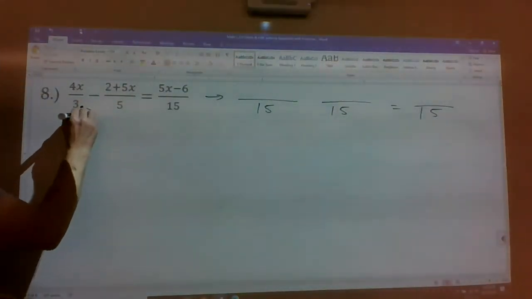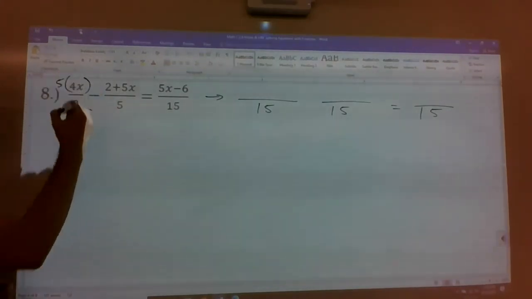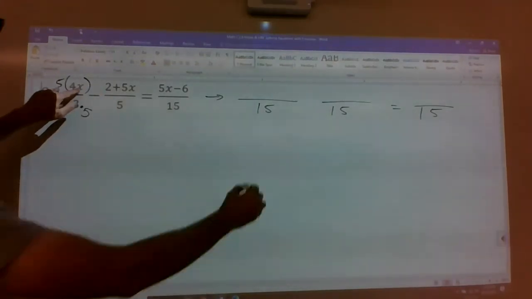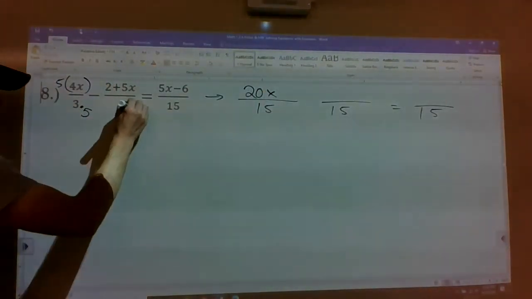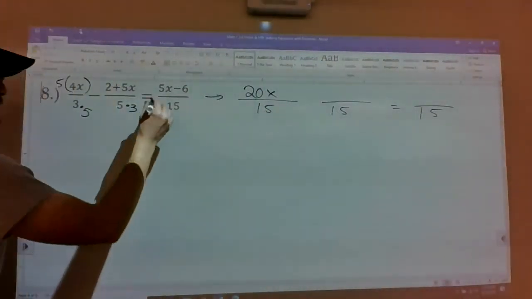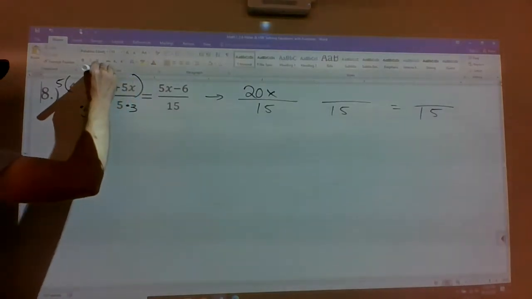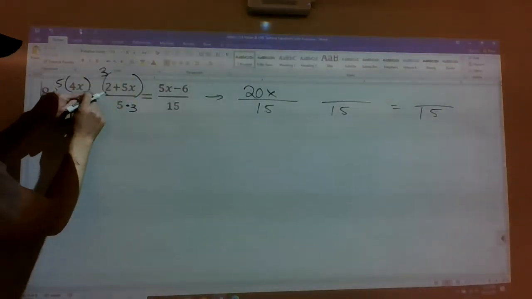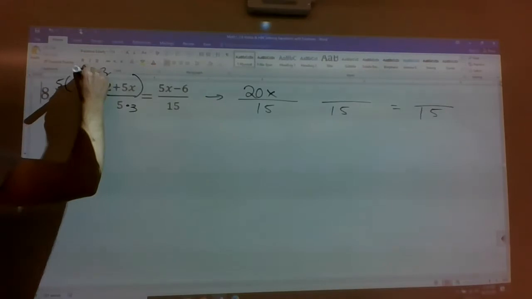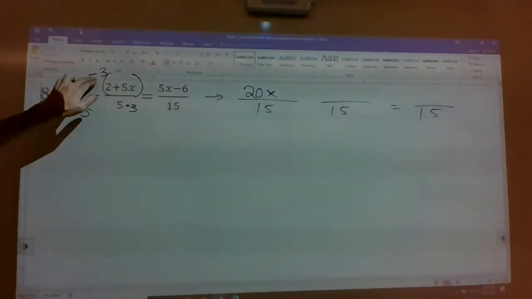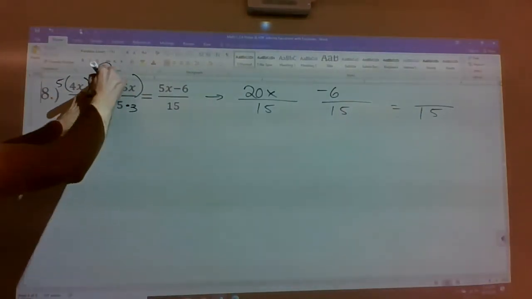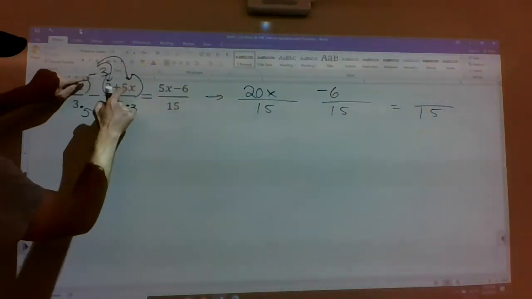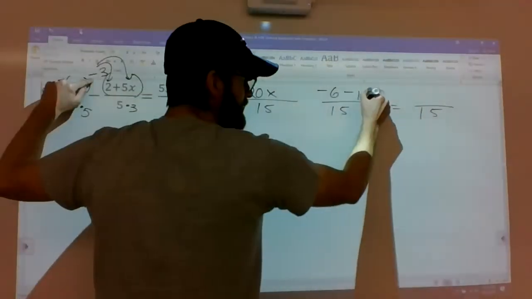Multiply this by 5, which means multiply that by 5. 5 times 4x is 20x. Multiply this by 3 to get 15, which means I'm multiplying this by 3. The negative is connected to the 3 now. So it's negative 3 times 2 is negative 6. Negative 3 times 5x is negative 15x.